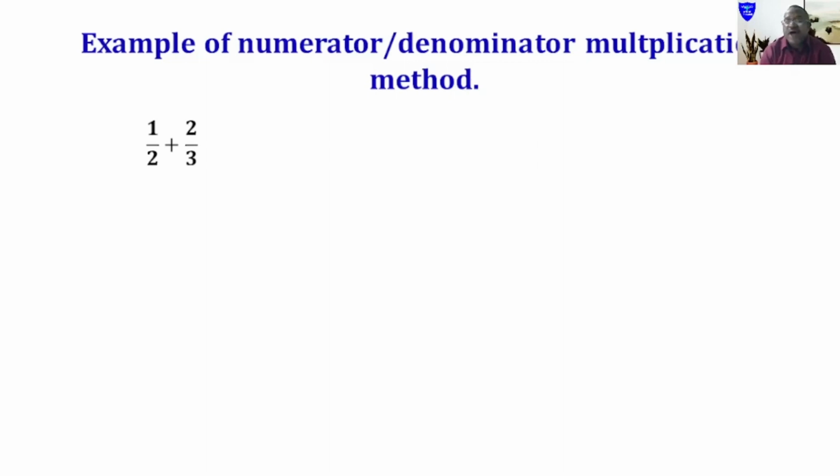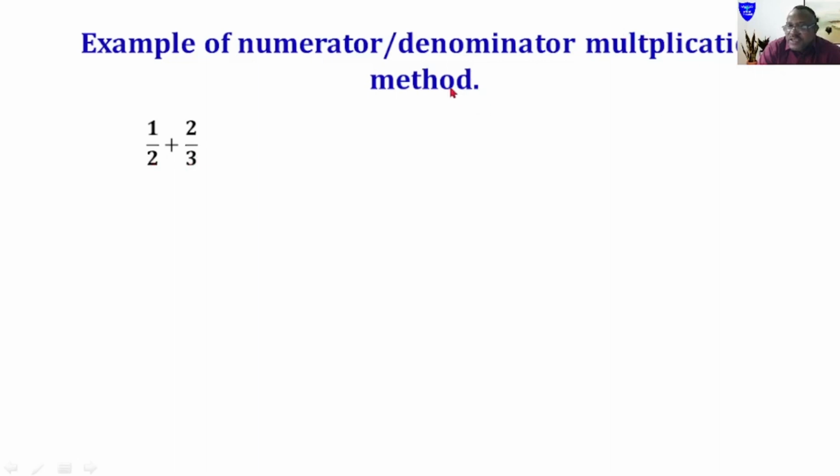You have half being added to 2/3, guys. As you can see, the denominators there are different. This one is 2, that one is 3. So you can't add the numerators straight away. You have to make sure that before you add the numerators, these denominators are the same. Now, what trick can we use to make sure that these are the same?